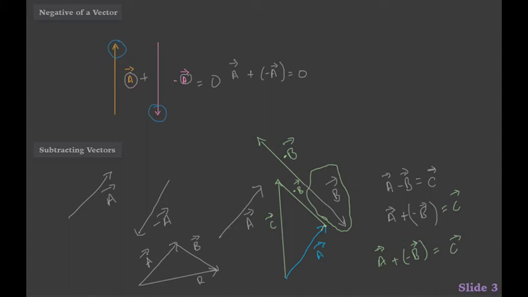Another way to think about it is A minus B, right? Vector A minus vector B is equal to vector C, right? And this vector C is essentially what's left between. So A minus B gives us what is left between, which is vector C. That's also another way to think about it.